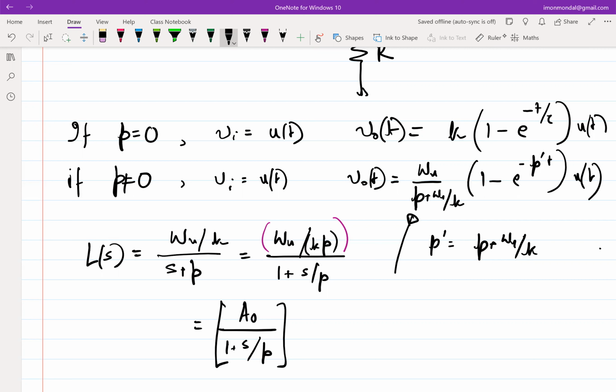Now I tell you that I don't have a DC input. I have a sinusoidal input. Let's say V in is equal to Vp sine omega naught t, where omega naught is less than omega p. So what will be the steady state error?